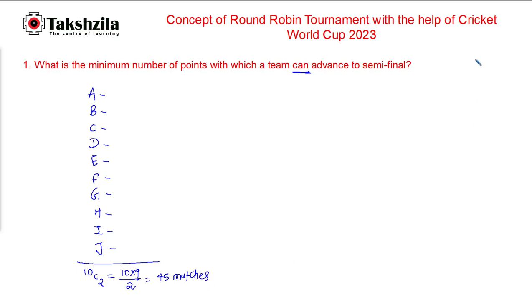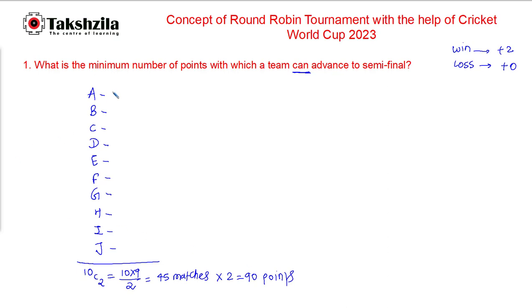And the question says that a win will attract 2 points, whereas for a loss no points are awarded. So the total number of points at the end of these 45 matches is going to be 45 into 2, that is equal to 90 points. The sum of all the points for all these 10 teams at the end of 45 matches is going to be 90 points.